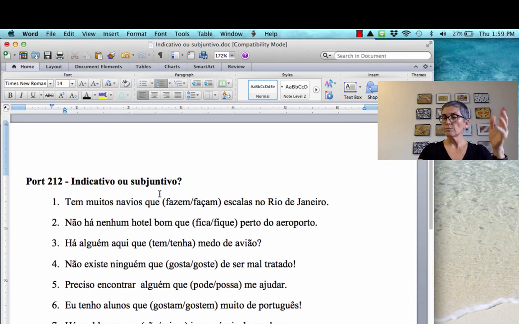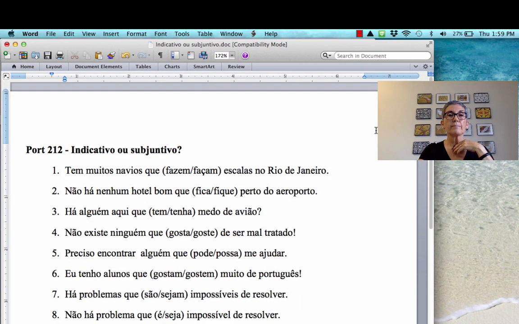So, indicativo ou subjuntivo? Tem muitos navios que fazem ou façam escalas no Rio de Janeiro. So you look and you say, there are many ships that have stops in Rio. So you are stating the ships exist. So you don't have any doubt, you're not going to use the subjunctive. So the correct one would be the indicative. Tem muitos navios que fazem escalas no Rio de Janeiro.